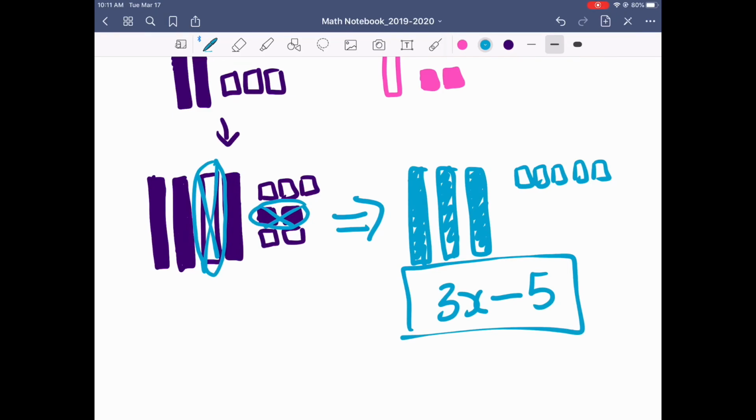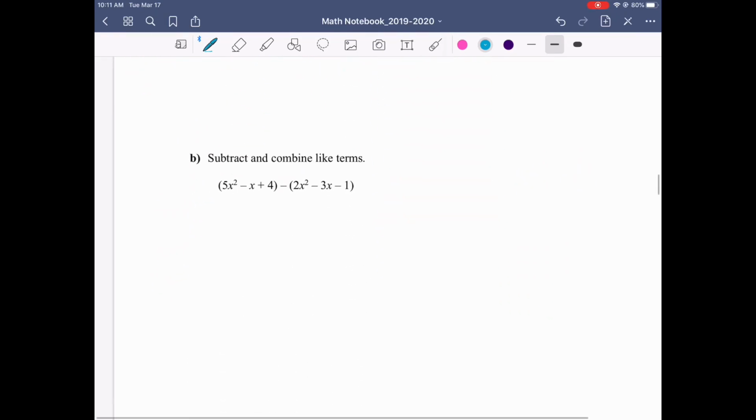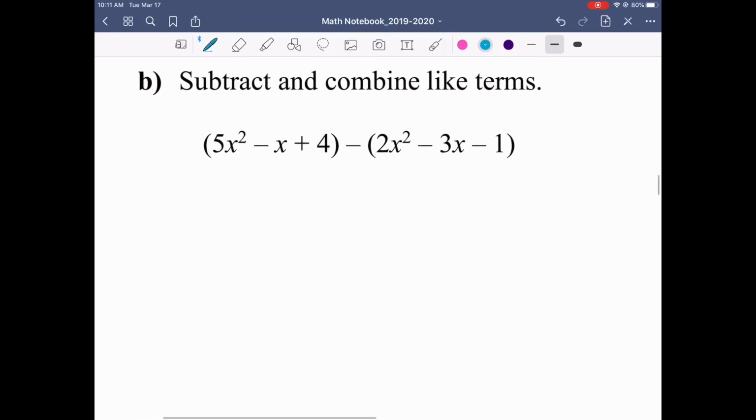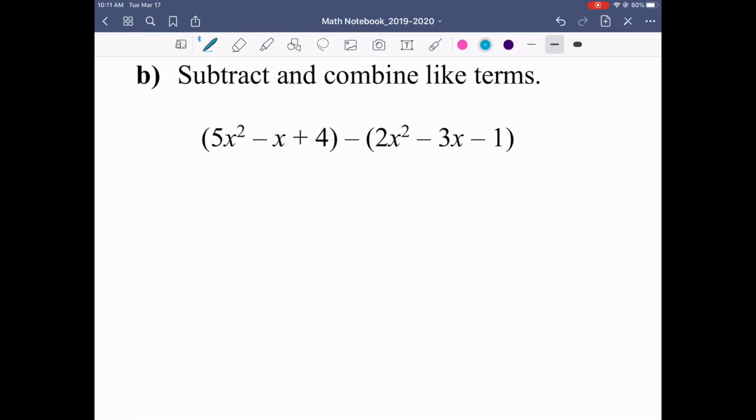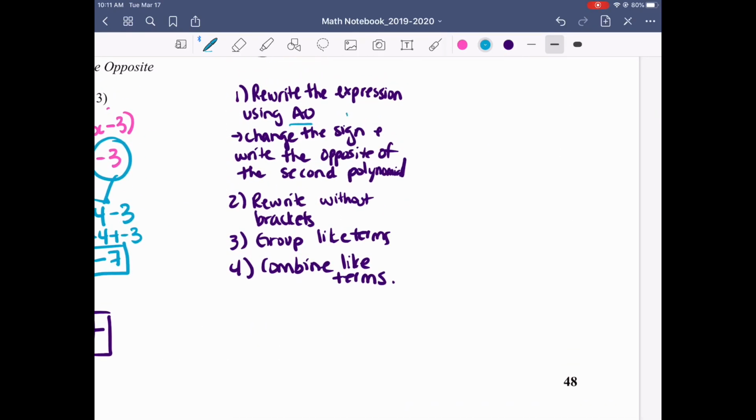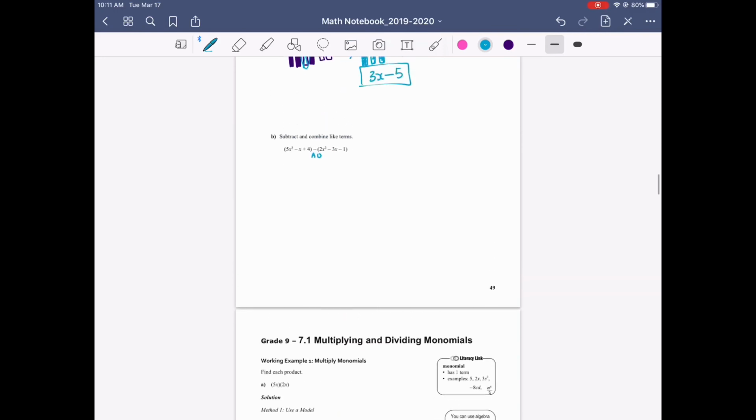And then for part B, we're going to do it without algebra tiles. We're going to combine the like terms and just use AO. So because we have subtraction, we're going to add the opposite. And remember our steps over here. Rewrite the expression using AO, change the sign, and write the opposite. And then rewrite without brackets, combine like terms after you group them.